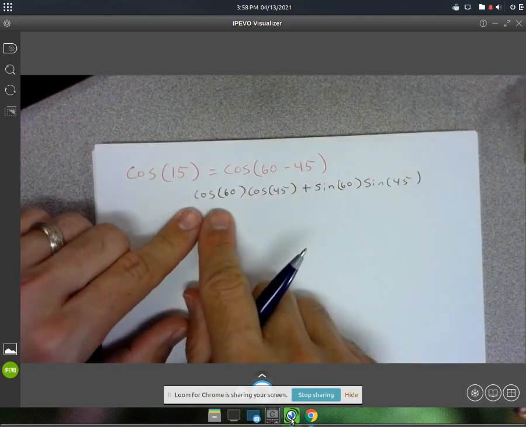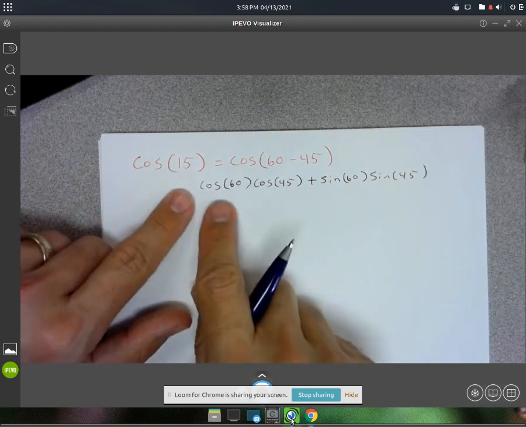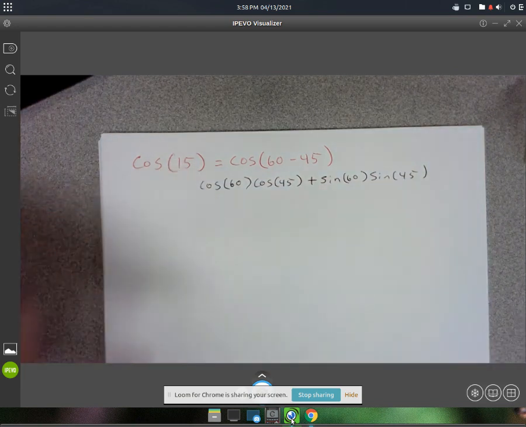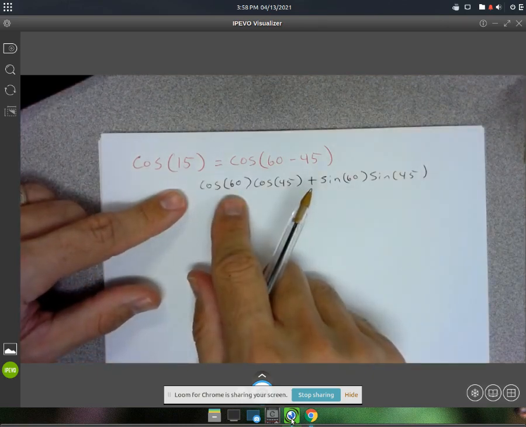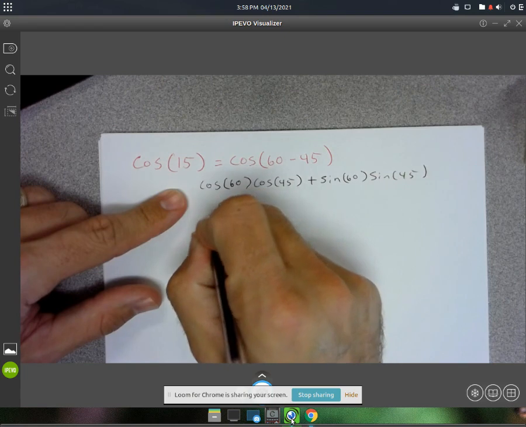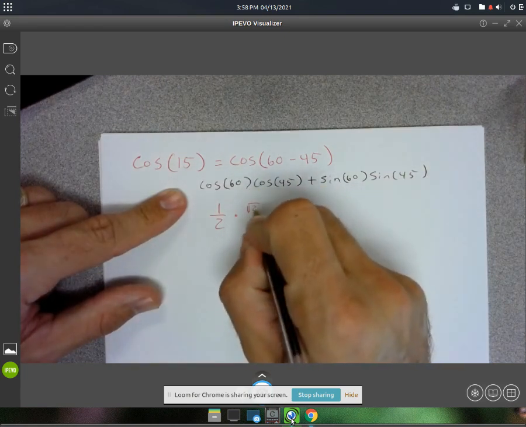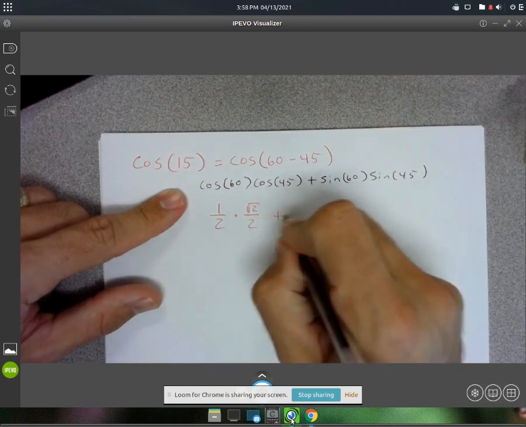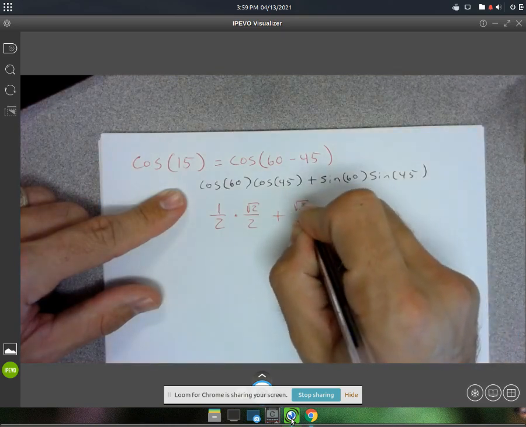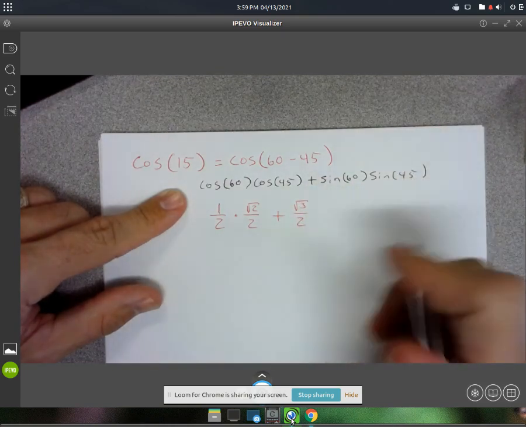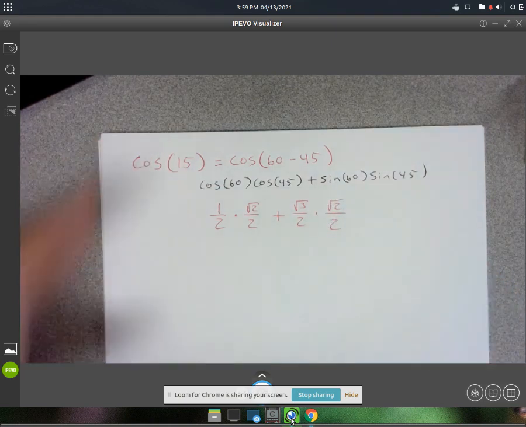I could use a calculator, but we could have used a calculator from the get-go. I'm going to evaluate these in their exact form. So cosine of 60, let me think about where that is. 1/2. So that's equal to 1/2, and we're multiplying that by cosine of 45, which is root 2 over 2, plus sine of 60, that one is equal to root 3 over 2, and we're multiplying that by root 2 over 2. Simple as that.